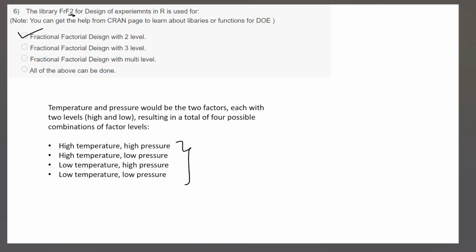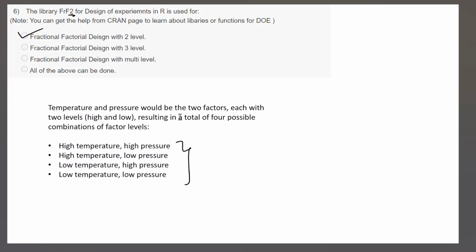So the sixth one, the library FrF2 for design of experiments, is used for fractional factorial design with two levels. We have already discussed what fractional factorial design is. In full factorial design, we look at all the combinations. But in fractional factorial design, we rule out some factors and give more importance to the other factors. That's how we do the factorial design fractionally.